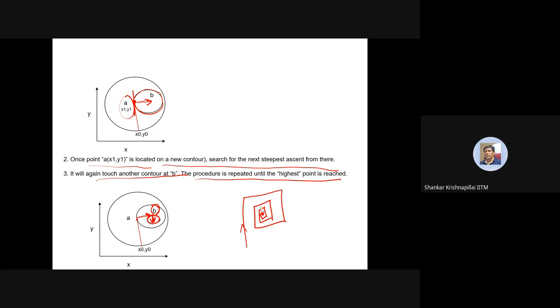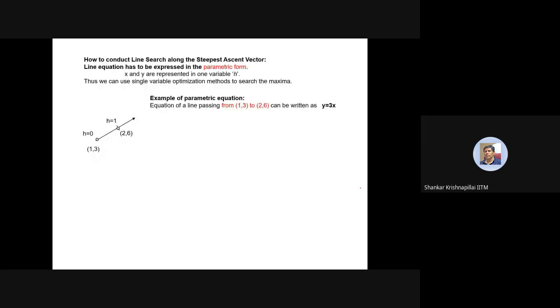So let us see how it makes this search. Okay, how to conduct line search along the steepest ascent vector. So now what you have to do is that the line equation, that is the del f equation, has to be expressed in the parametric form. So what is the meaning of parametric form? The parametric form means x and y are represented in one variable h.